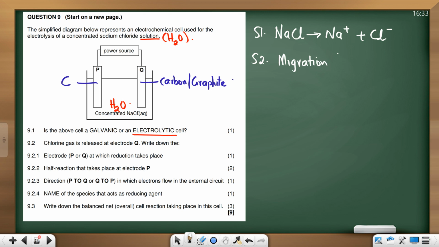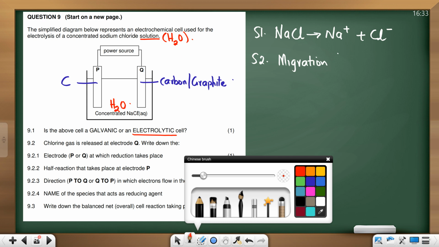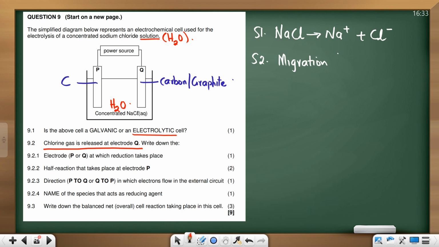All right, chlorine is released at electrode Q. I'm going to show you something here. Chlorine is released. I really cannot say, there are 4 possible options, but the 4 options have the same process. That's the thing. All right, guys, they said chlorine gas is released at Q. Watch that statement. Chlorine gas is released here.